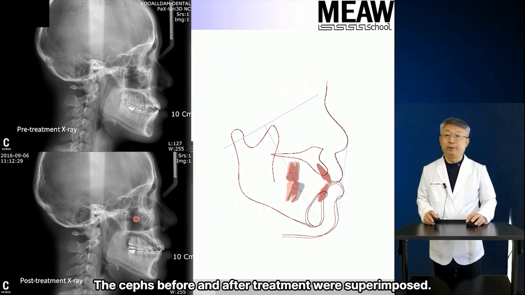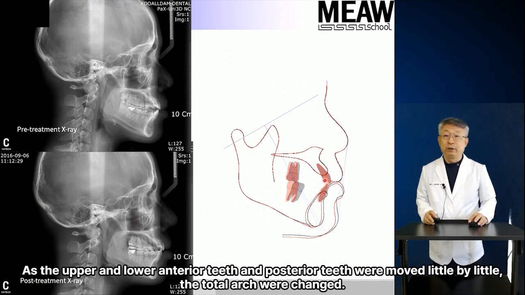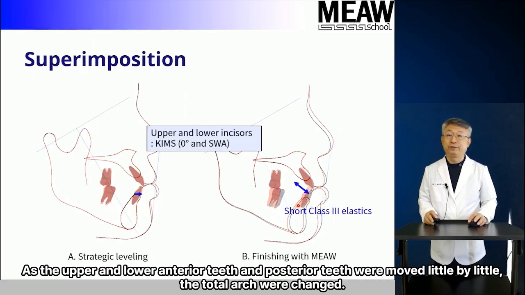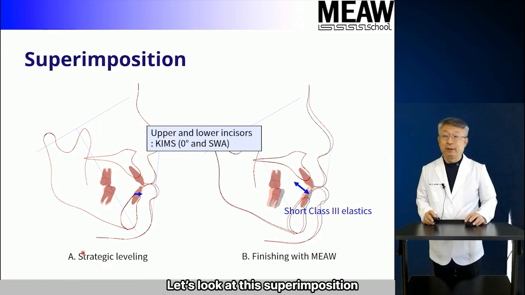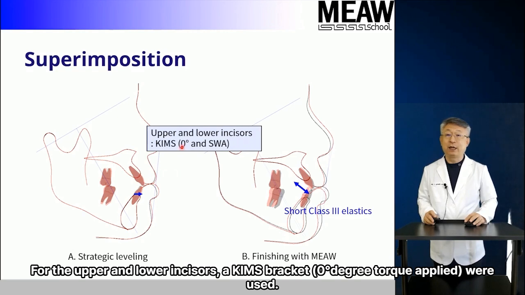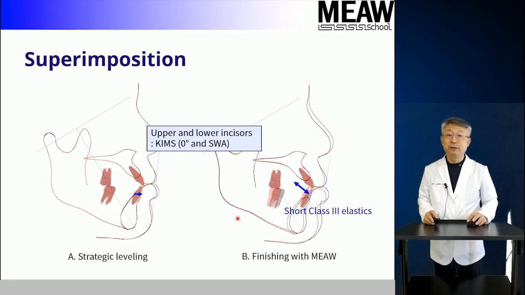The CEFs before and after treatment were superimposed. As the upper and lower anterior teeth and posterior teeth were moved little by little, the total arch was changed. Let's look at this superimposition. In the superimposition of the pre-treatment and the strategic leveling stage, the upper incisors were in place and the lower incisors were slightly labioversion. For the upper and lower incisors, a Kim's bracket with 0-degree torque was used. In the last stage, Meo wire was used.